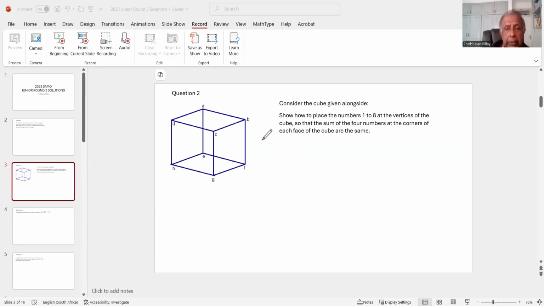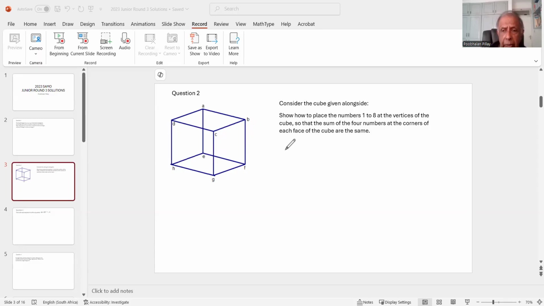So how can we place these numbers now? This looks like quite a difficult problem. If you try to put them randomly, you're going to have a tough business because you need to get all of the 8 sums to be exactly the same. So let's try to do the mathematics for this.